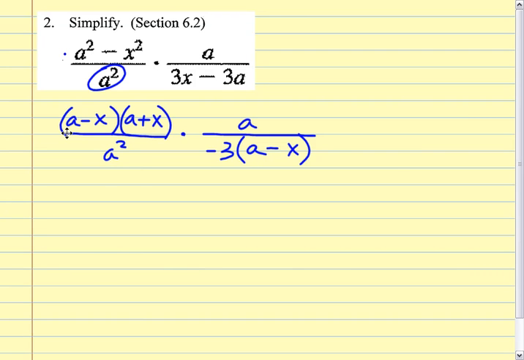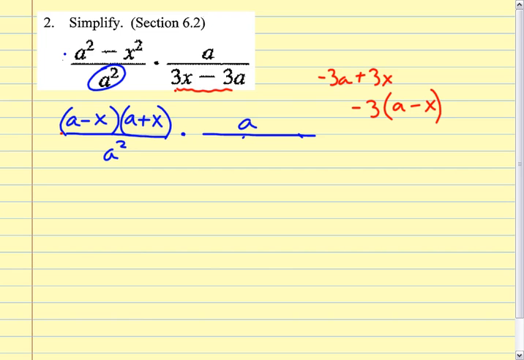Wait, why is it negative? The reason we pulled out a negative is because, let me slow down here just for a moment. Ryan, remember, I like things to be written in alphabetical order, right? So this is really -3a plus 3x. You see, so now it's in the same order as this stuff over here. All right? So I'm going to pull out a -3, and I multiply that by a minus x. Okay? Yes. All right, so now I've got -3 down here times a minus x.